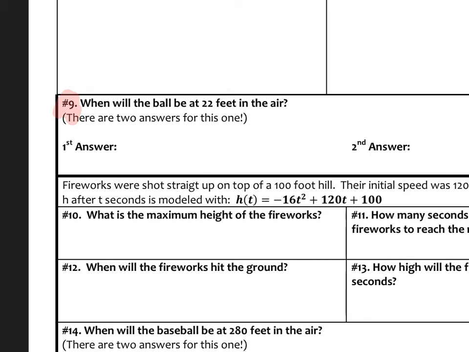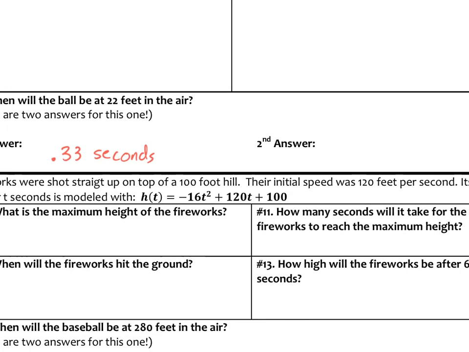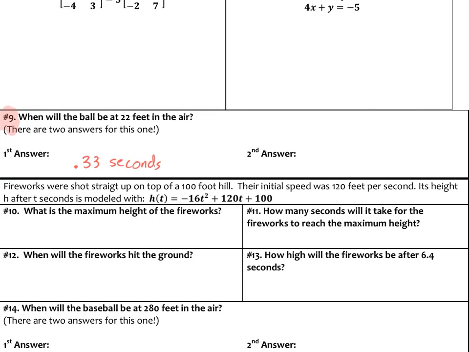So I'm going to use second calc, and I want the intersect. Number 5. I'm on the left side, so I hit enter twice, and I see that my first intersection is at 0.33 seconds. And then I can move on to the second answer, which will be my second intersection. So I hit second, calculate, 5. I'm going to move to the right, enter, enter, enter, and I get 3.42 seconds.